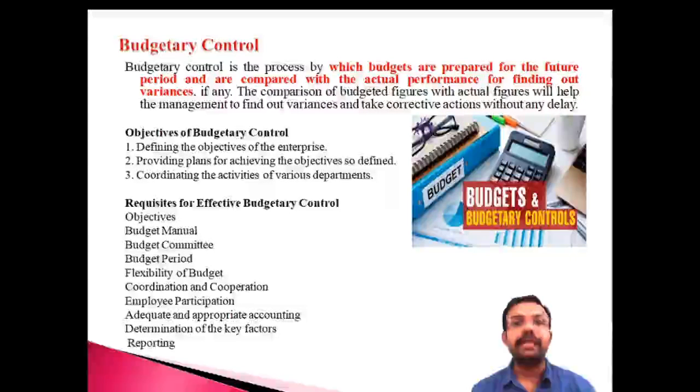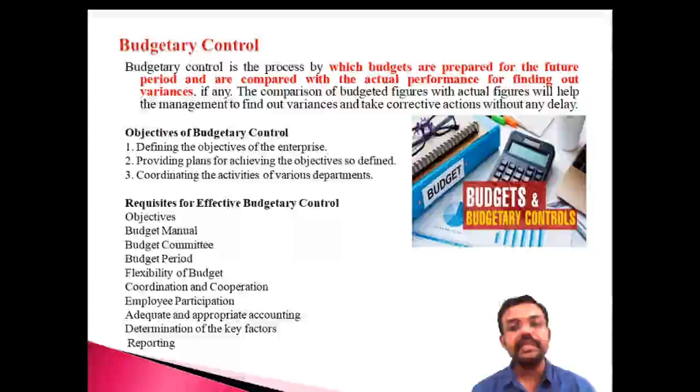There is the budget manual. A very important element is the budget manual, the manual regarding expenses, expense statements, and incomes. The budget manual is very essential for good budgetary control, and effective management always prepares a budget manual for their operations. The third one is the budget committee. A proper committee is appointed for measuring the actual performance and finding out the variance.